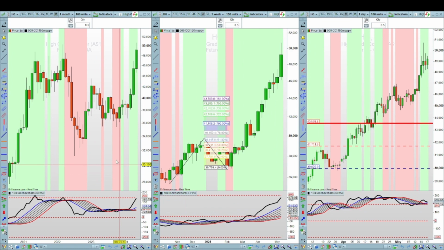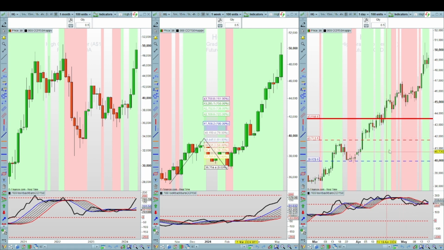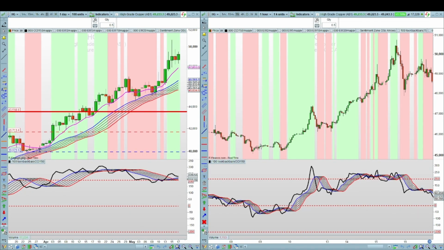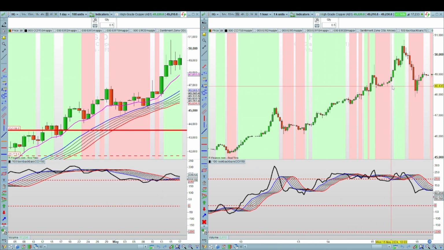For high grade copper, we're bullish on the monthly, bullish on the weekly, and bullish on the daily. So across the board, we're going bullish. So if we jump to the daily and the 1 hour time frame, again, more recently, you would have gone long during that period there, and that would have coincided with that long entry there on the 1 hour chart.